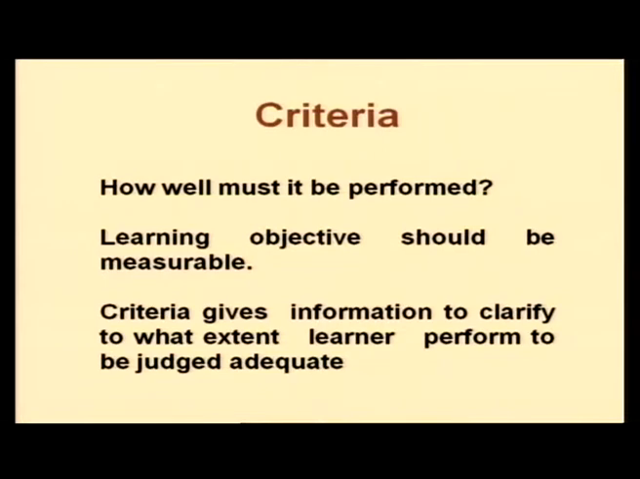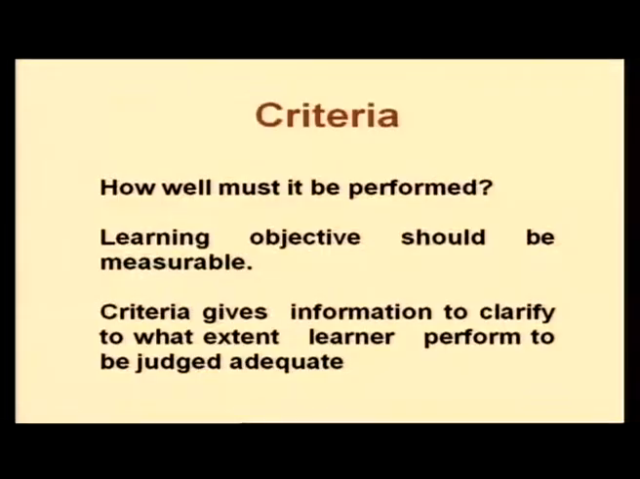The third important component we discussed was the criteria. What is the criteria? How well must it be performed? A simple example: a typewriter is an old instrument now, and all of us type on computers. So, I say type 50 words in 2 minutes, just as an example. How well you have performed, I have established a criteria.